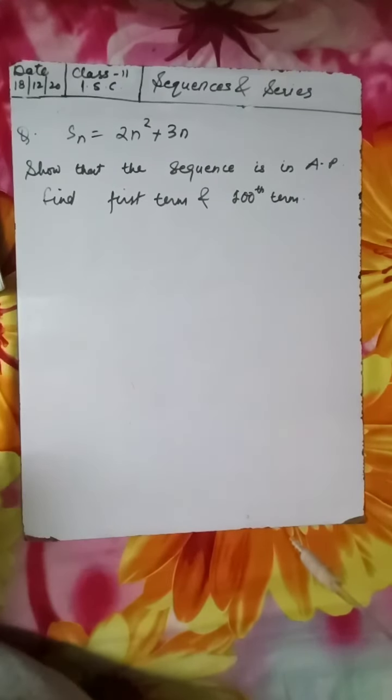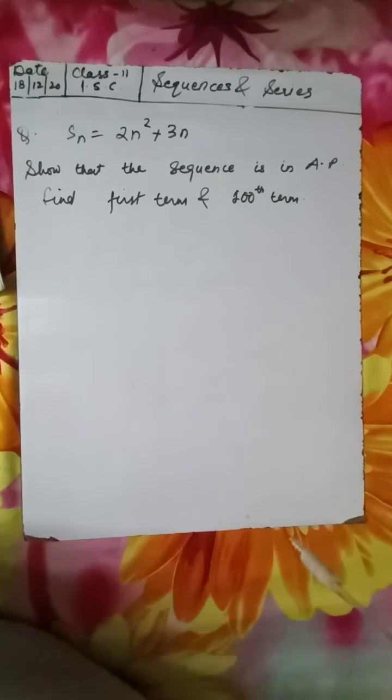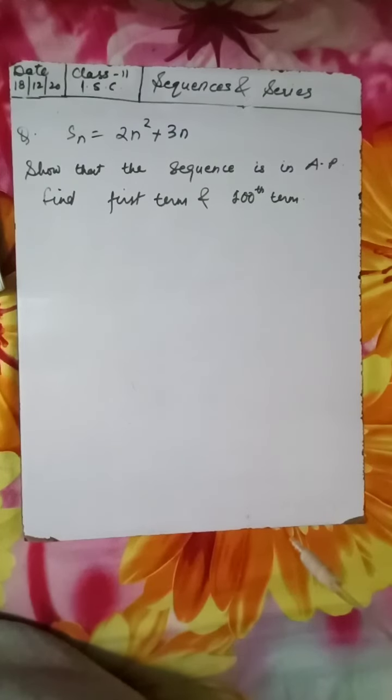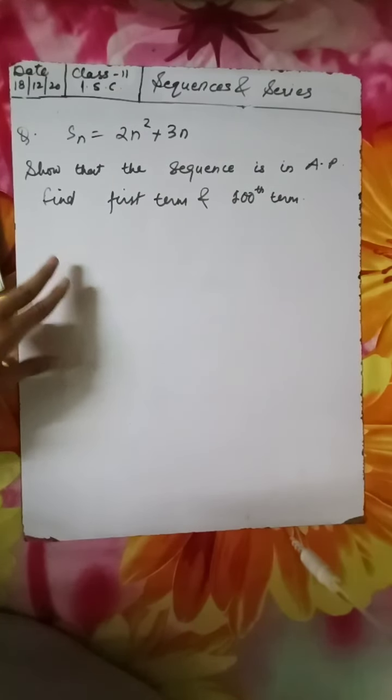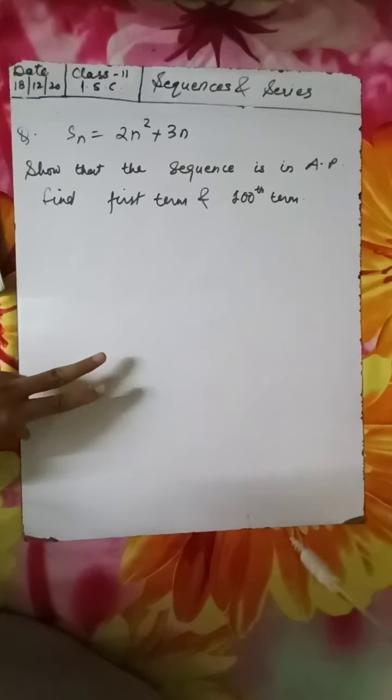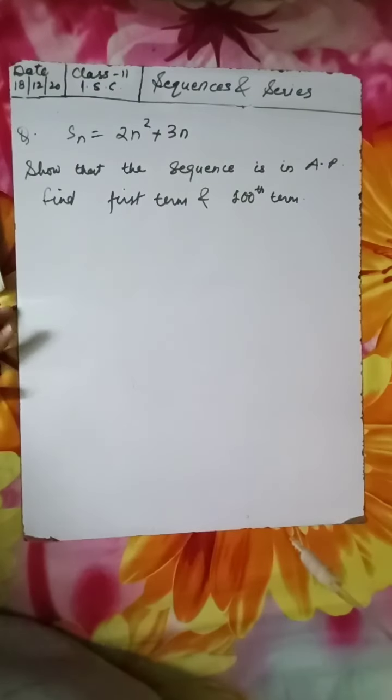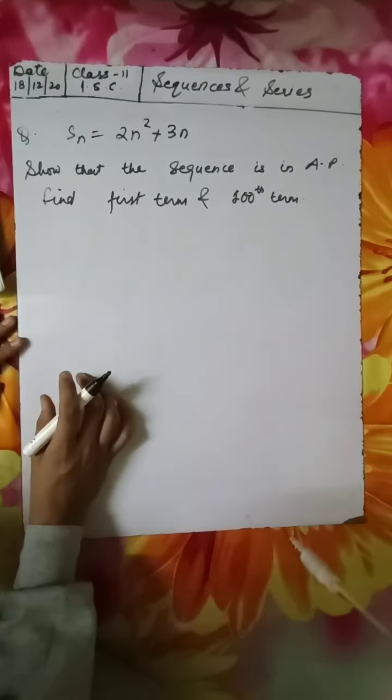Here is the question: Sn is equal to 2n square plus 3n. We need to show that the sequence is in AP, and with that we need to find the first term and the 100th term. For proving this sequence to be in AP, we require a and the common difference. So you know how to deal with such types of questions.